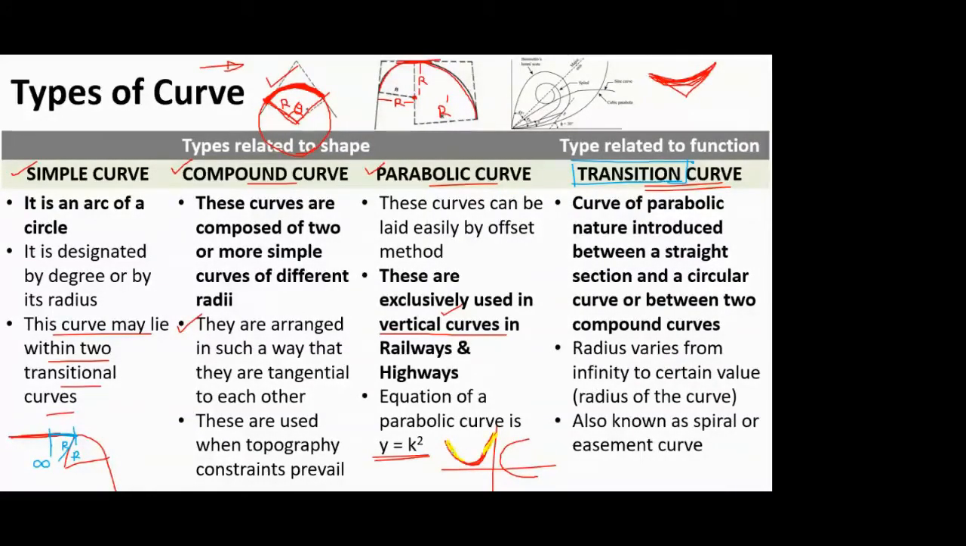So in that case, we go for the parabolic curves. Okay, the section of a parabola. So a parabolic curve is used in two cases, one in vertical curves and another in transition curves as well. So you can see in the description, a curve of a parabolic nature is introduced, which is between the straight section and a circular section, or it is between two compound curves as well.